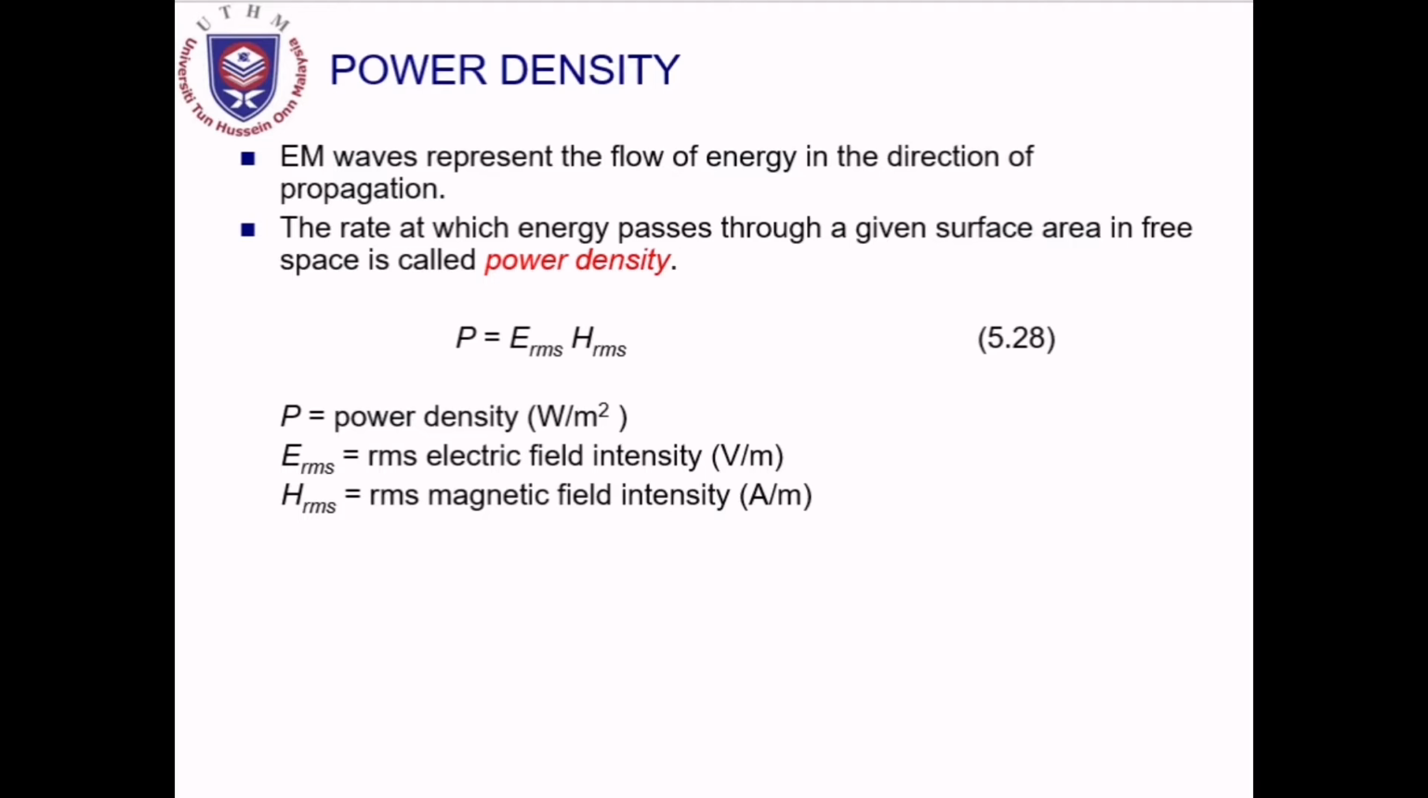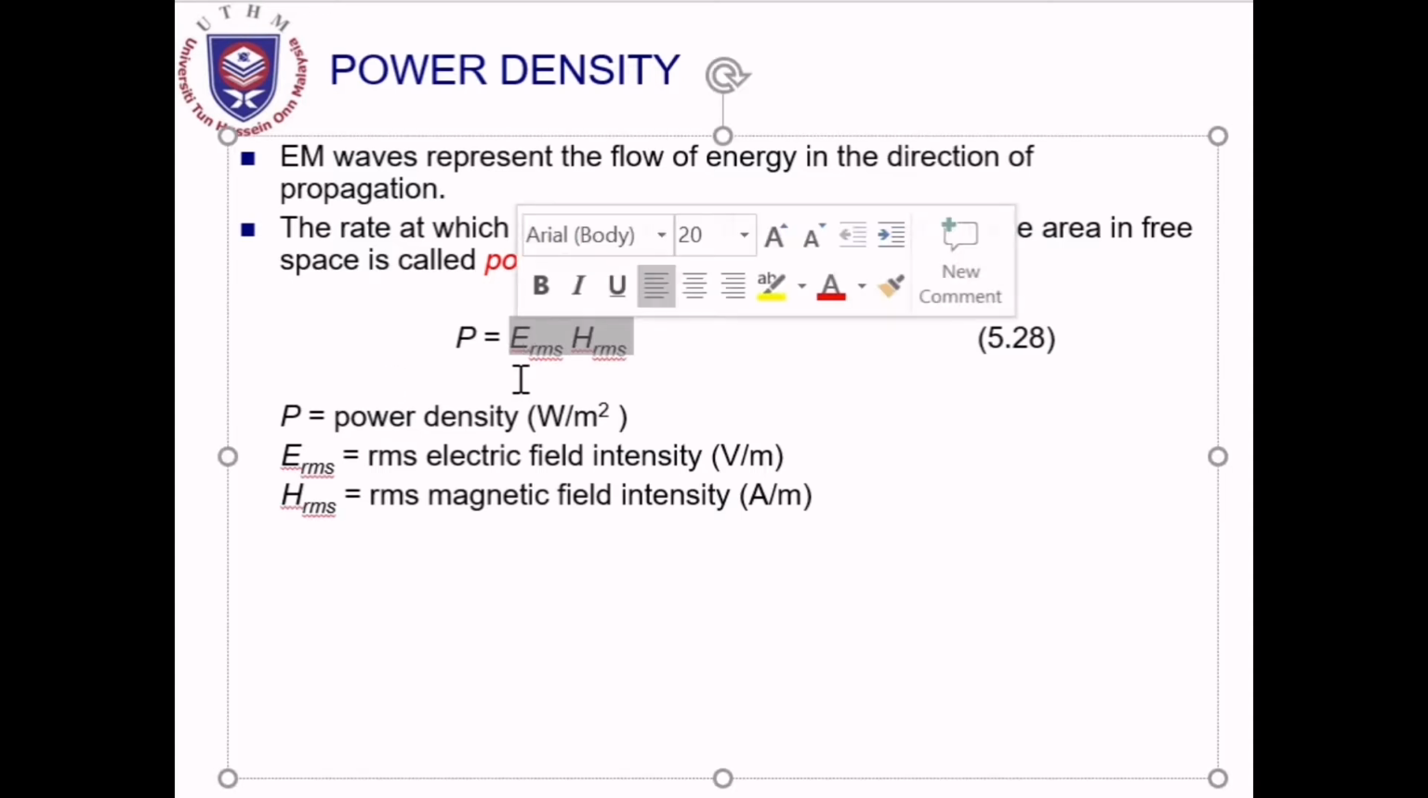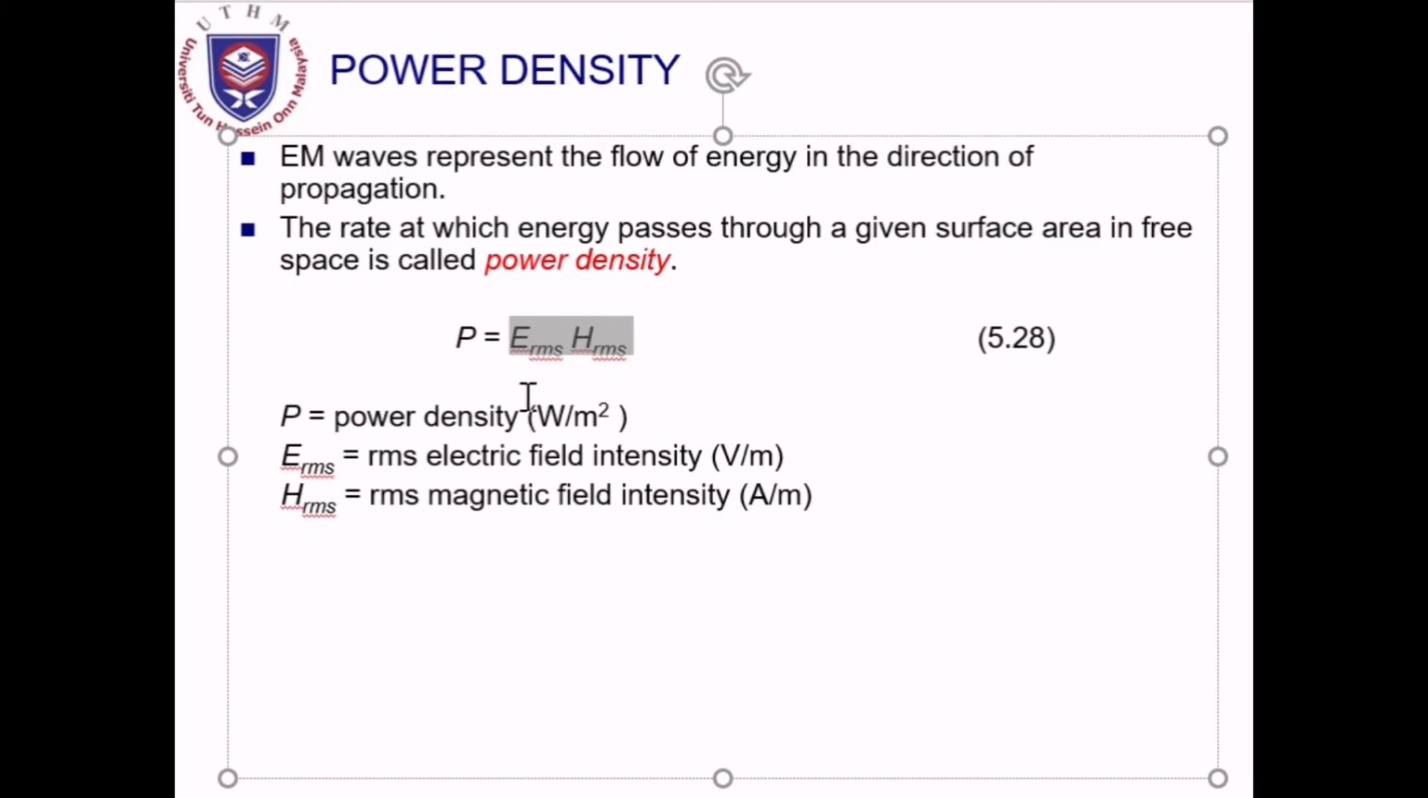EM waves represent the flow of energy in the direction of propagation. The rate at which energy passes through a given surface area in free space is called power density. For this power density, we can use the equation P equals E RMS times H RMS, where E is the RMS electric field intensity and H is the RMS magnetic field intensity.